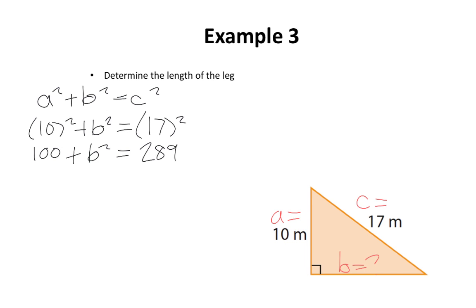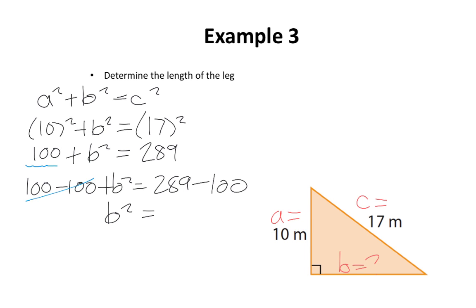Remember, you want to figure out what b is equal to, but b is stuck with this positive 100. To get rid of it, you need to do the opposite operation. So you need to subtract 100 from both sides of the equation. So I'm going to go 100 subtract 100. Everything else stays the same. And I'm going to subtract that from the other side. 100 subtract 100 cancels out because that becomes 0. And all you're left with is b squared. And 289 subtract 100, that is 189.